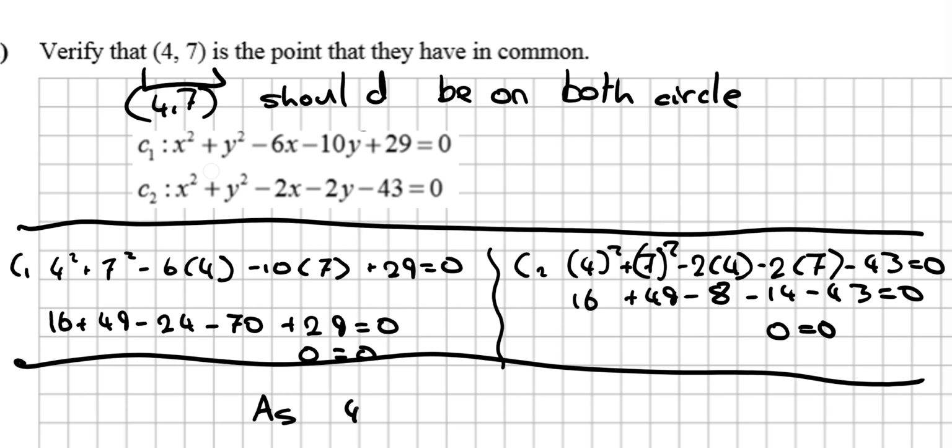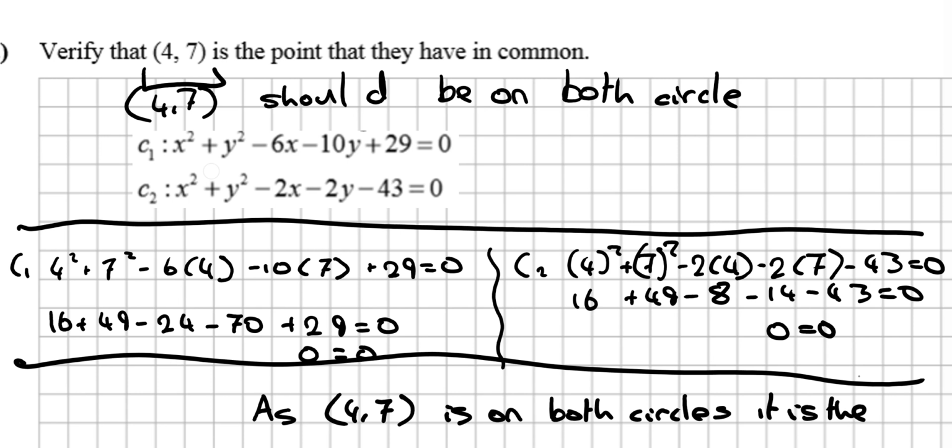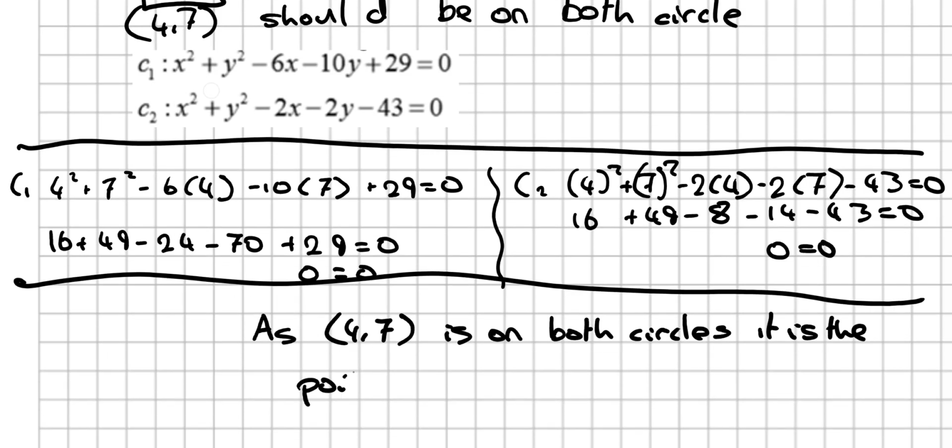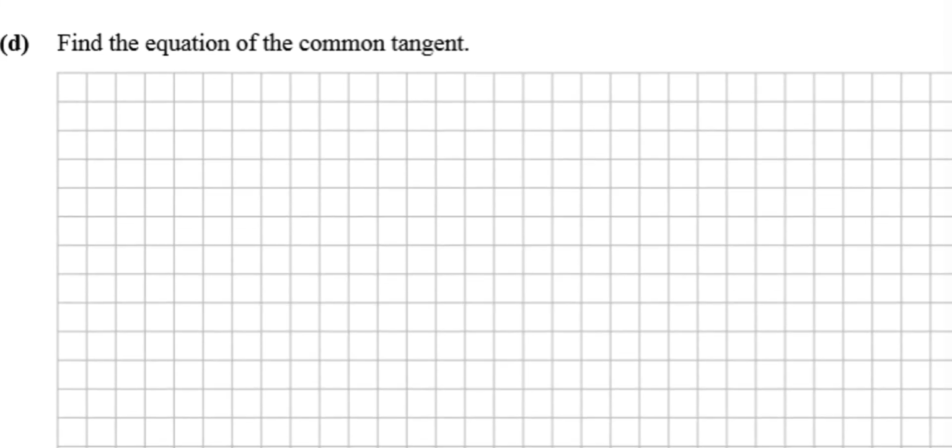As 4, 7 is on both circles, it is the point of contact. Perfect. Last question. Find the equation of the common tangent.